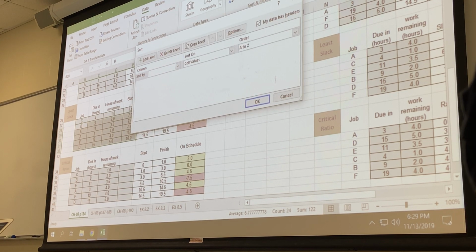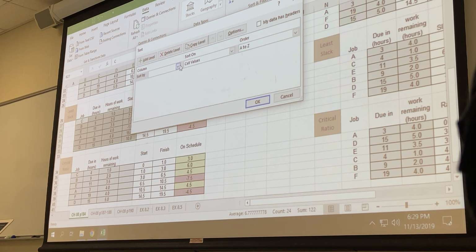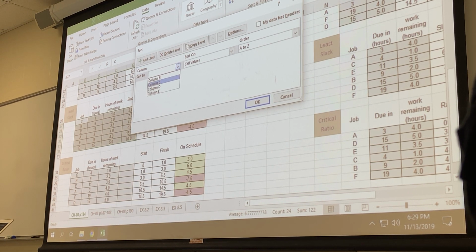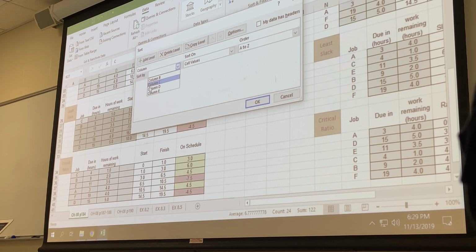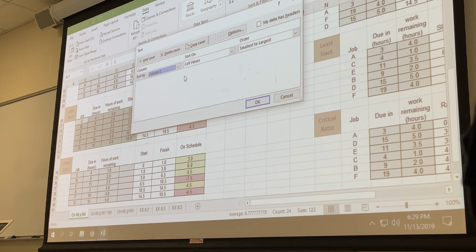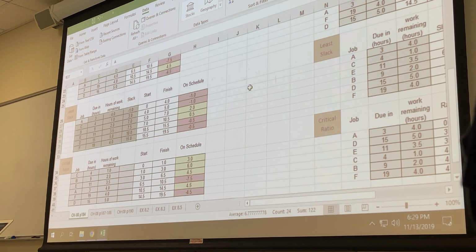So I want to sort this by slack, which it didn't pick up this time. Oh, see, it thinks there's headers that I highlighted. I didn't highlight a header, so I'm going to click that off. It's going to use my first line as headers if I don't do that. Watch out for that. Now it's giving me column number, so column B. Then I want to go from least slack to most slack and say OK.